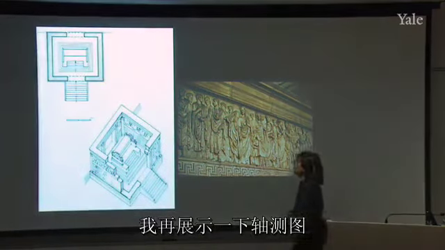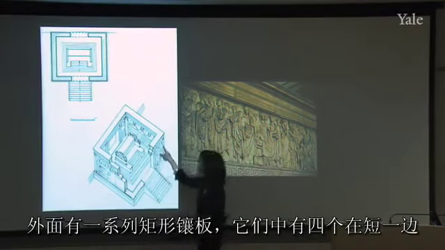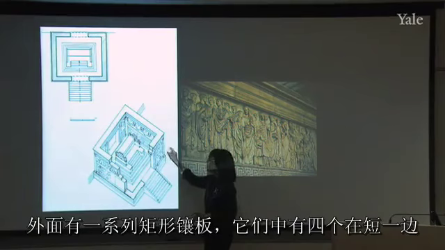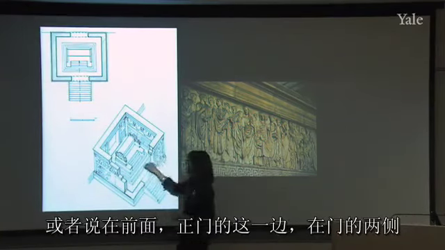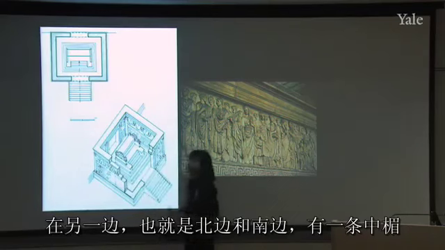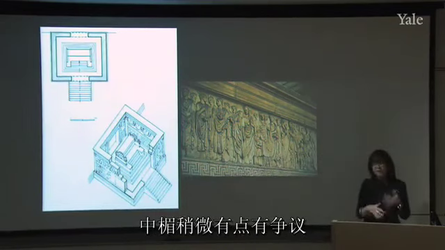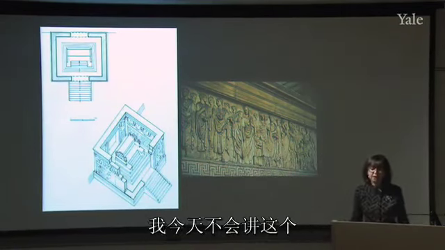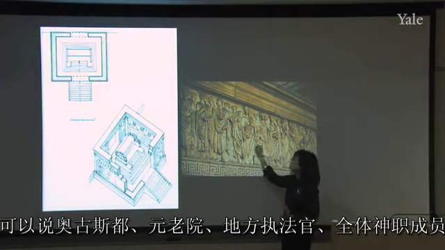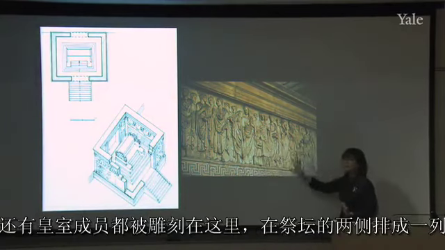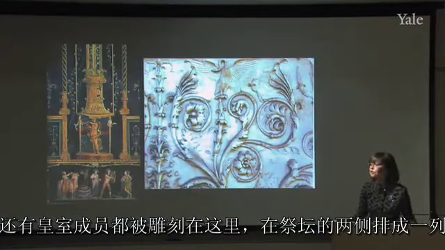The axonometric view again shows you, here's that inner precinct that we've just described, that the outside had a series of panels, square panels, 4 of them on the short sides, and then on the front sides where the doors are, flanking the doors, and then on the other sides, the north and south, a frieze. And I show you a detail of that frieze, the subject matter of which is somewhat controversial. I'm not going to go into that here today. Suffice it to say, though, that Augustus, senators, magistrates, members of the priesthood, members of the imperial family, all take part in these processions that are located on the north and south.